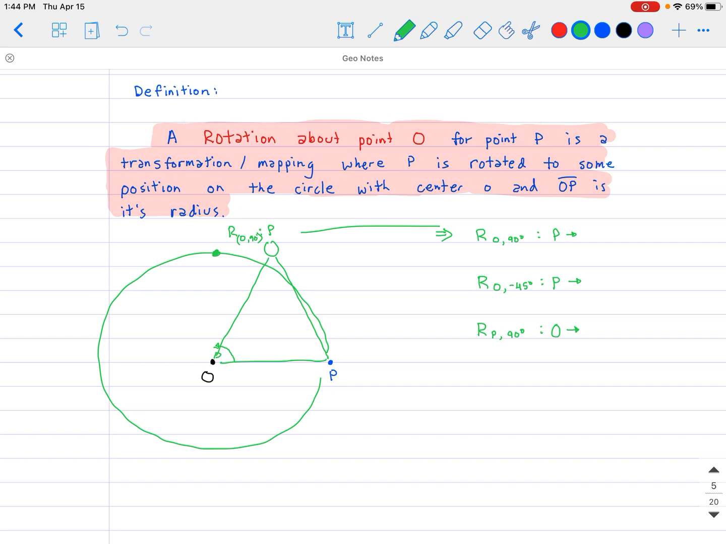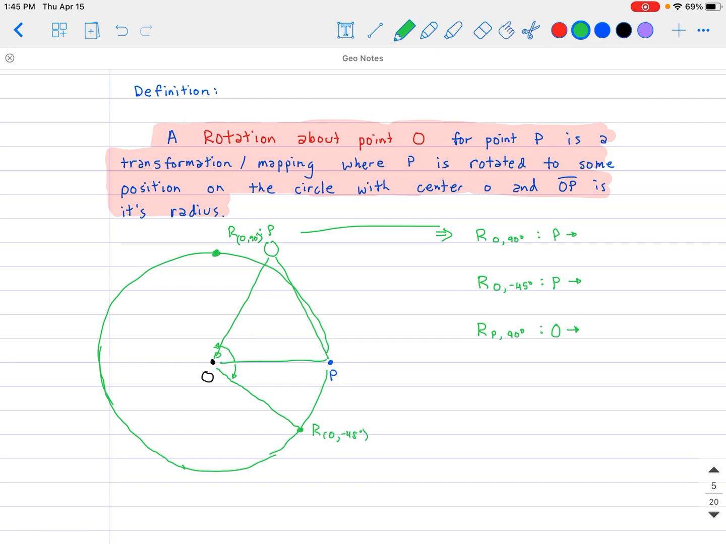Now let's see how that works with another variation. This time I want to rotate point P about point O once again, but by an angle of negative 45 degrees. Let me draw the circle a little better first. With the circle, my rotation is now negative 45 degrees. If you think about the unit circle, that means we rotate clockwise to this point. So this over here is my position. That is the rotation of point P about point O by negative 45 degrees.